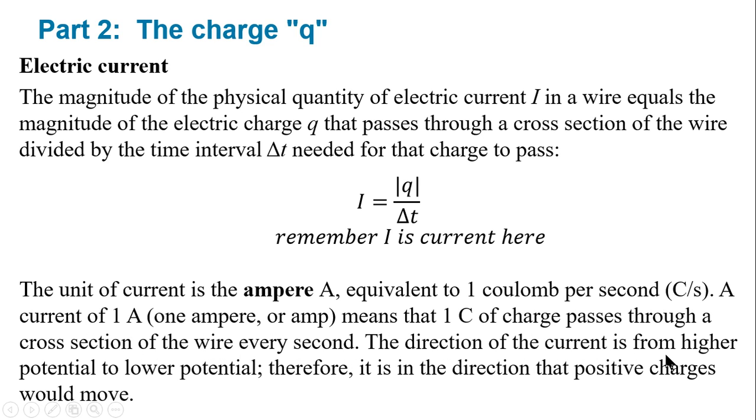The direction of the current is from higher potential to lower potential. Therefore, it is in the direction that positive charges would move. So again, 1 coulomb per second, a current of 1 amp, means that 1 coulomb of charge passes through a cross section of the wire every second.